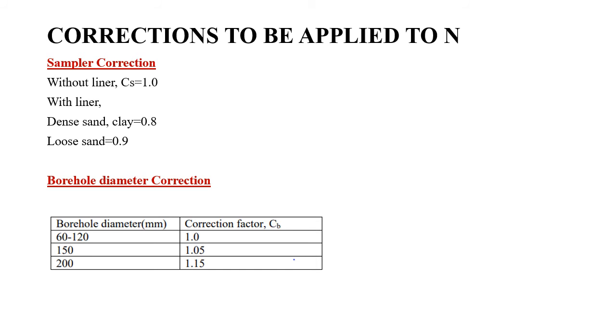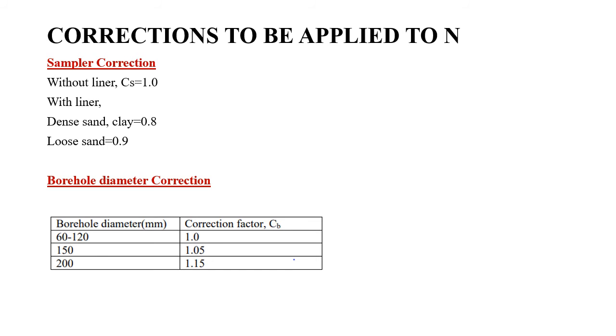Then if you're going to use a sampler which has a liner inside, then you have to apply a sampler correction CS depending upon the type of soil you are encountering. If it is a dense sand or clay, then you have to use a sampler correction of 0.8. If it is loose sand, then you have to use a sampler correction of 0.9. So this is how we apply the sampler correction to your N value.